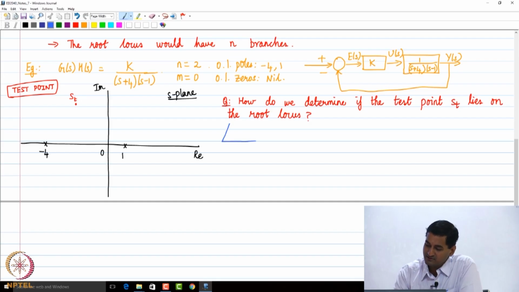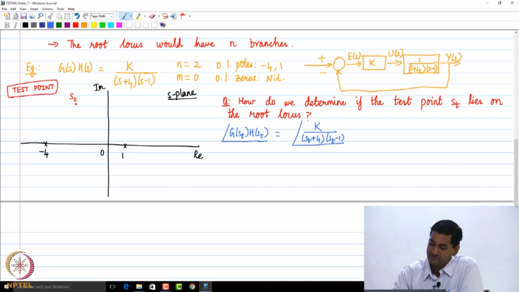So, let us figure out what is the phase of G(s)H(s) when it is at the test point. That is going to be the phase of k divided by (St + 4) times (St - 1). Now, from our knowledge of complex variables, if I have products and ratios of complex variables, what can I tell about the phase of the products and ratios?